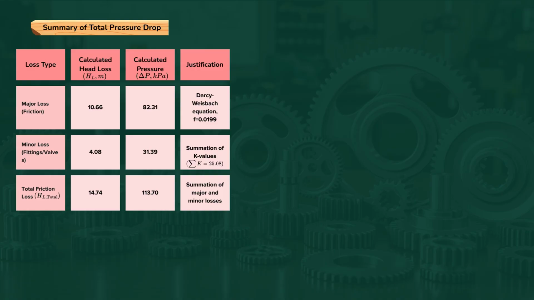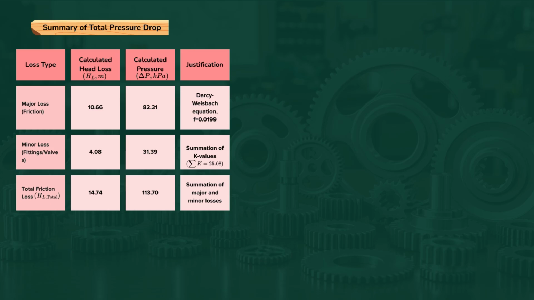Summary of total pressure drop. The total head loss and total pressure drop due to friction and local resistance are summarized below. In this table, summary of pressure drops across all pipelines. Loss type, major loss, friction. The calculated head loss is 10.66 while the calculated pressure is 82.31. Justification: Darcy-Weisbach equation, f equals 0.0199.